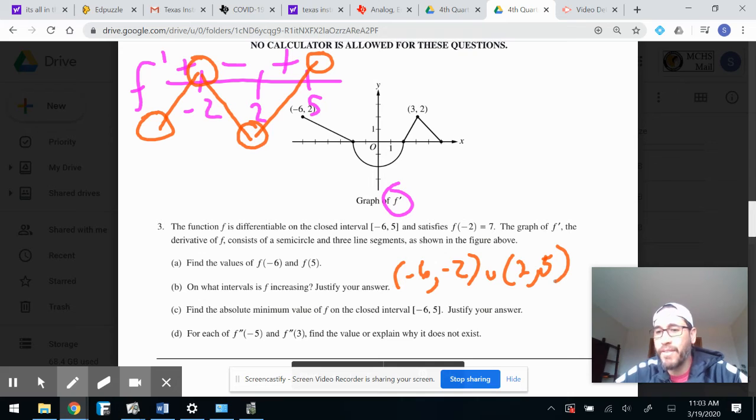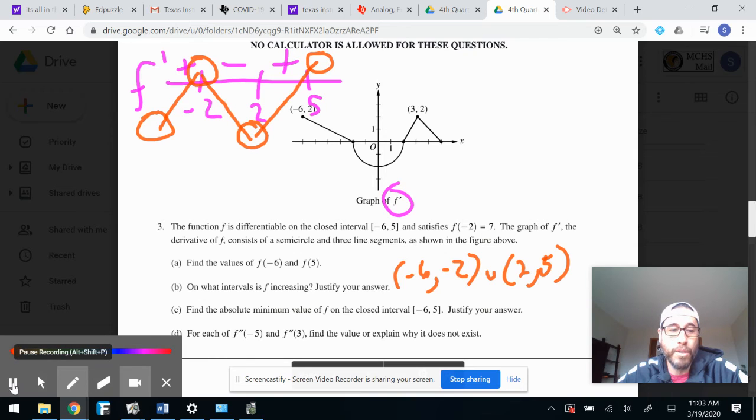And then remember, we have to give a reason for this because they're asking me. And so you could say F prime is positive. That's it, right? That's all you would have to say. The graph of F prime is positive, and that's how we know that the original function would be increasing.